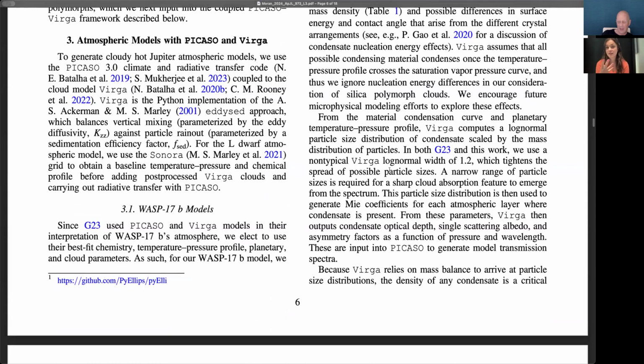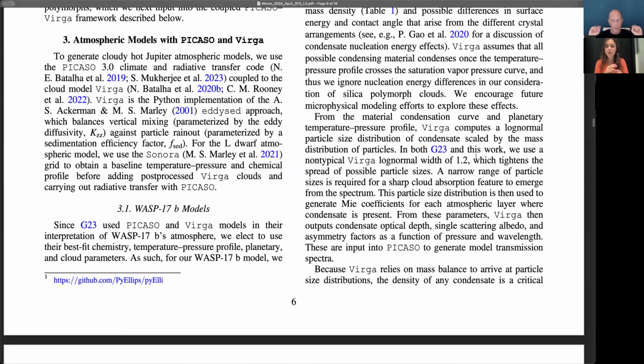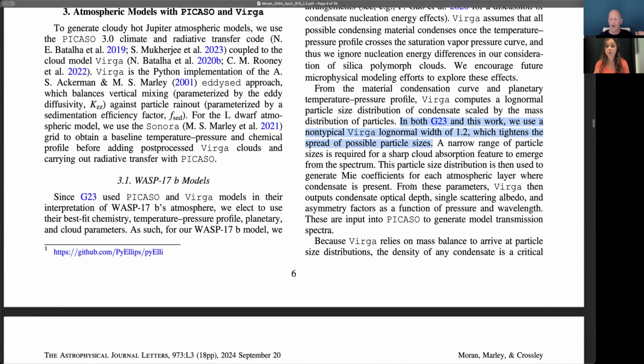So then here I'm just talking about a couple of assumptions that are built into both the modeling that I did as well as that original paper. We're assuming a log normal particle size distribution for any of the clouds that do exist. And in order to get this really peaky feature that pops out in the data, we need a very narrow size distribution of particles. This 1.2 log normal width is a little bit smaller than the standard Virga run, which would be more like 2.